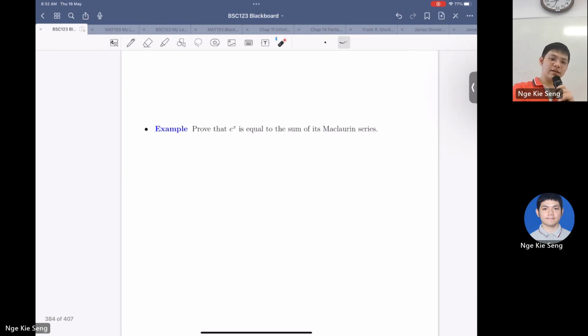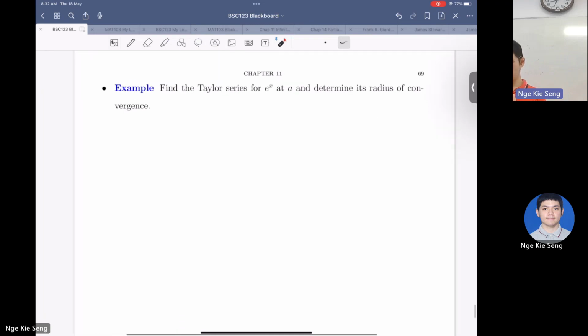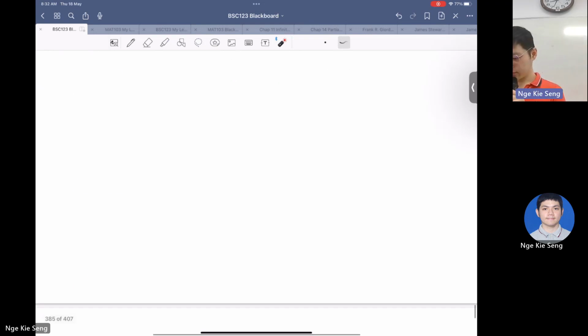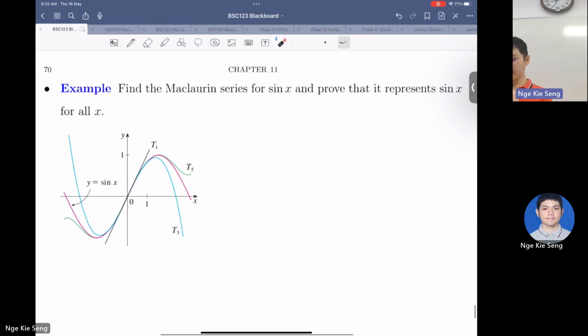You can study it, but I think our main focus today is to continue to practice how to find Taylor series. So let's do one example. Now let's try to find the Maclaurin series for sine x, and prove that it represents sine x. This part maybe no need because we need the Taylor stuff.